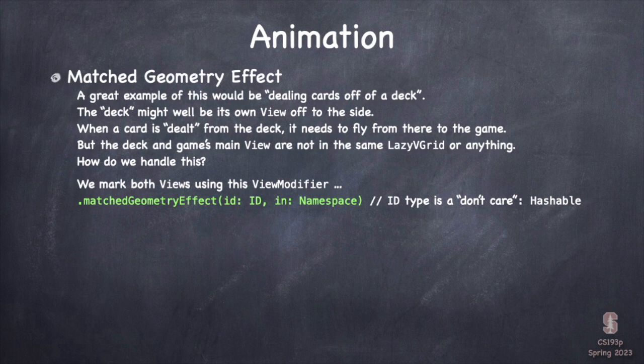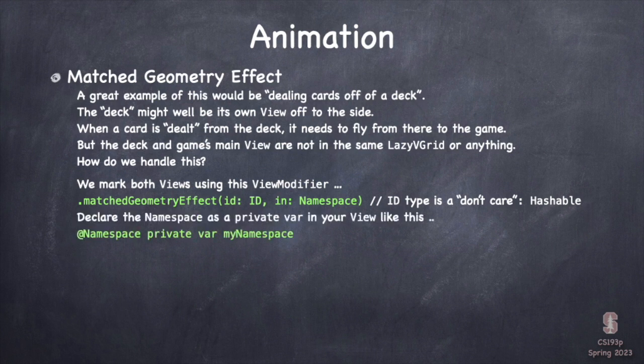And the ID I'm going to use is going to have to be some identifier that's the same for both. Easy for our memorize game, we would just choose the card's identifier. That would clearly identify the same view on both sides. And then there's this namespace. The reason we want a namespace is we might have matched geometry effects going on between different things. Like maybe we have a deck we're dealing out of, maybe we also have a discard pile. Maybe it's a game like your Set game where the cards get discarded and you want to go to a discard pile. So you might have two things going on. So you have to have this card ID be namespaced for which matched geometry thing you want.